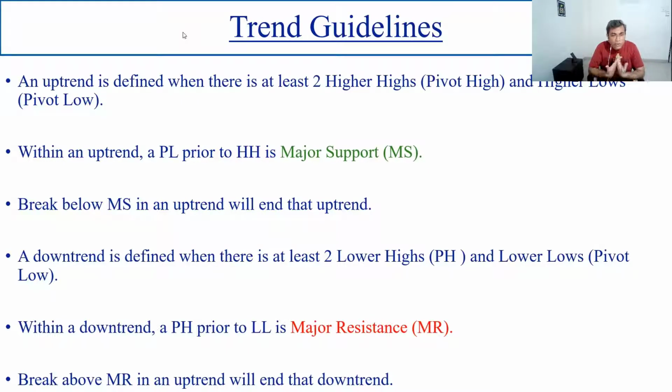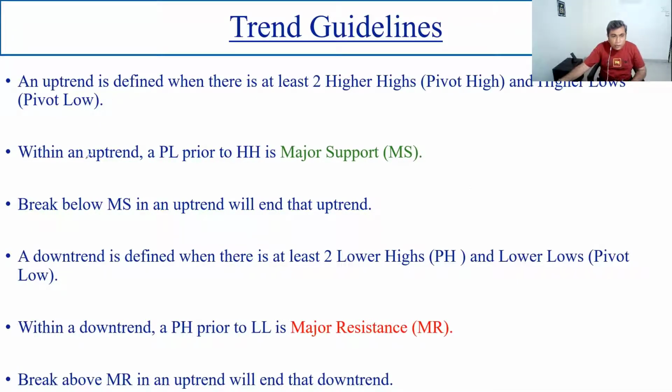So for the trend, the guideline which I have formed for myself is that an uptrend is defined when it has at least two higher highs and higher lows. Only then will we call it an uptrend. Now, within an uptrend, a pivot low prior to a higher high is a major support. We're going to see all these examples of major support and major resistance in the next slide, but let me just give you an example over here so that you don't get confused.